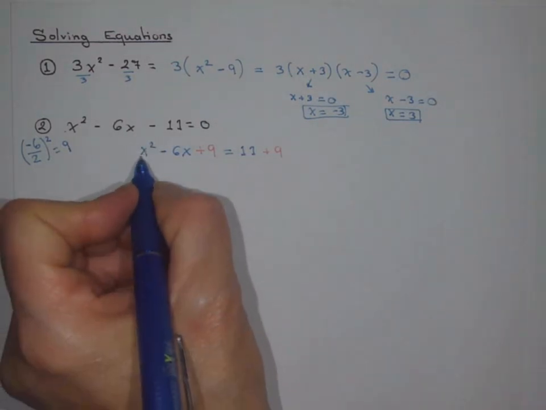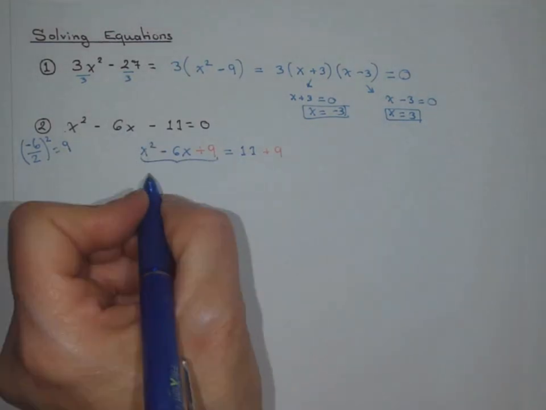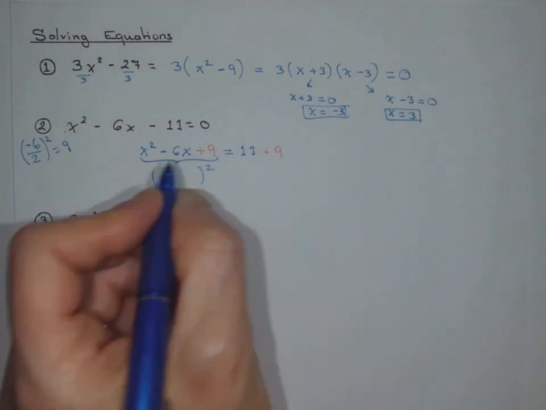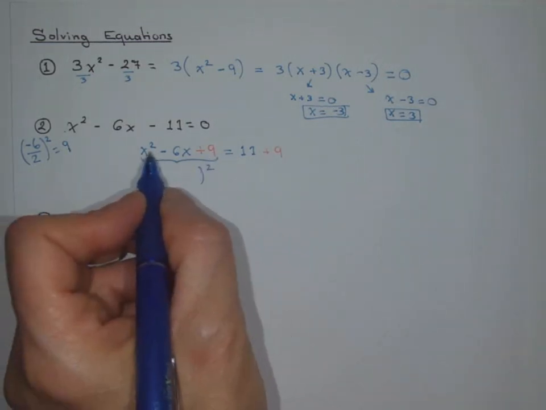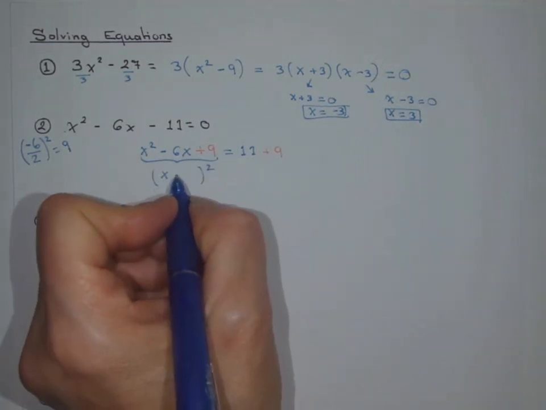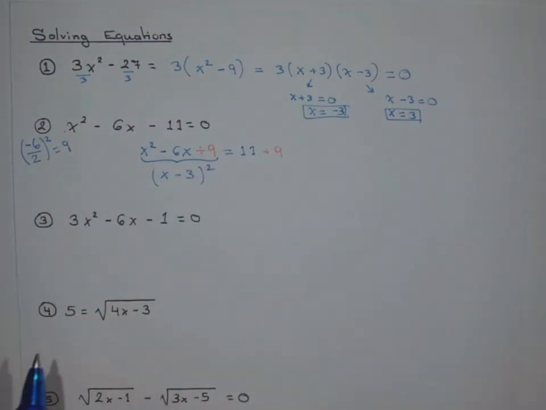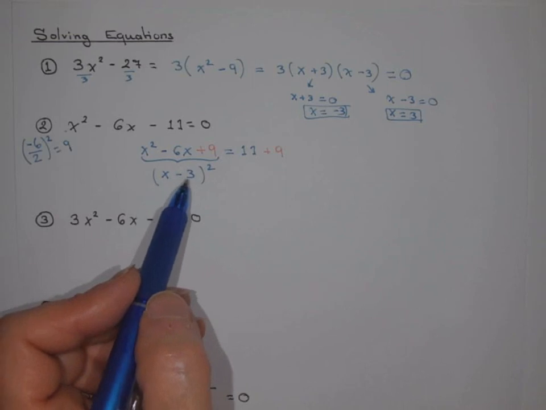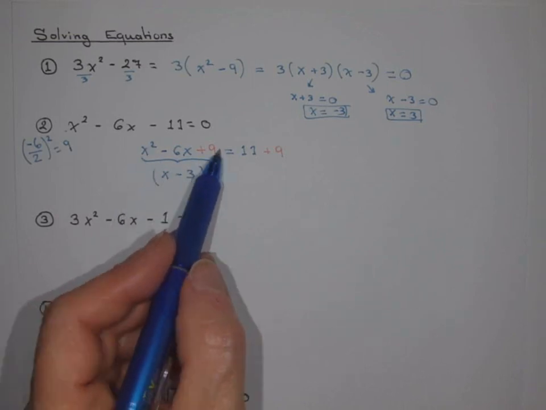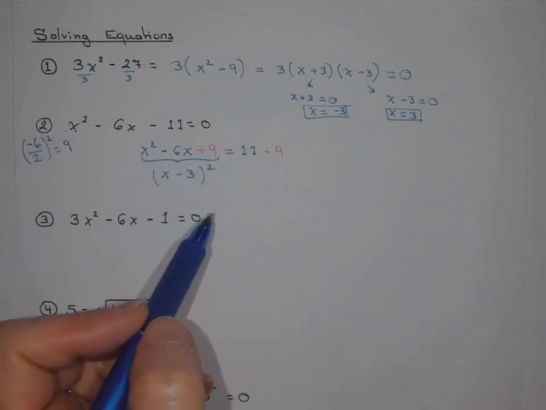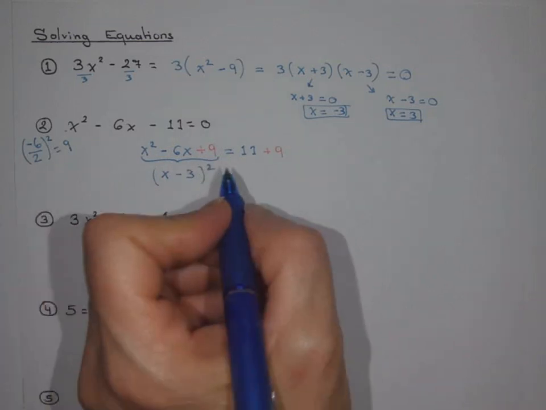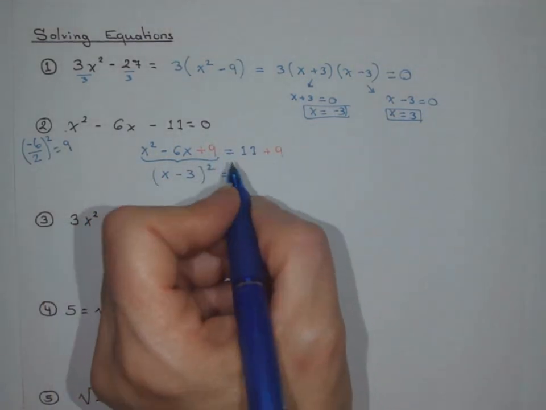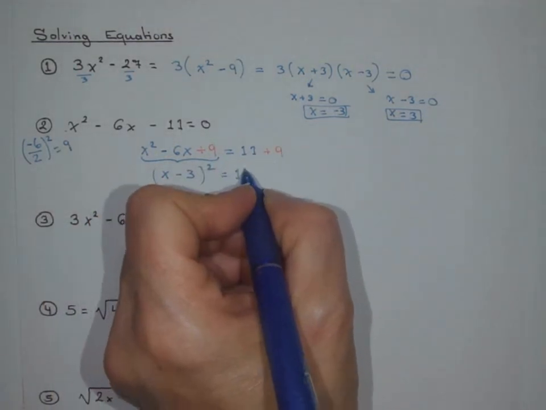Why did I want to do that? Because now this here factors very nicely. It is now a perfect square trinomial, so it becomes x minus 3 quantity squared. And if you don't believe me, just do x minus 3 times x minus 3, and you should get x squared minus 6x plus 9 back, right? And then this is 11 plus 9, which is 20.